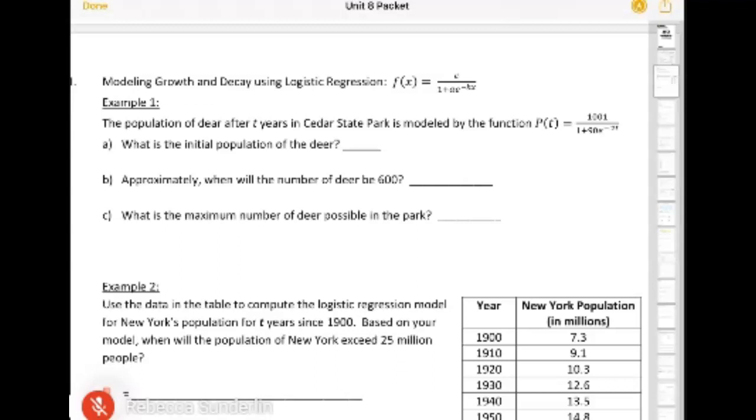It says the population of deer after t years in Cedar State Park is modeled by the function P of t is equal to 1001 over 1 plus 90e raised to the negative 0.2 times t. What is the initial population of the deer?